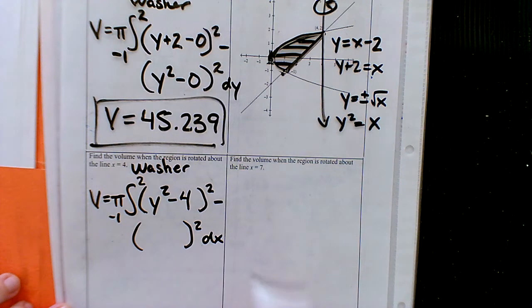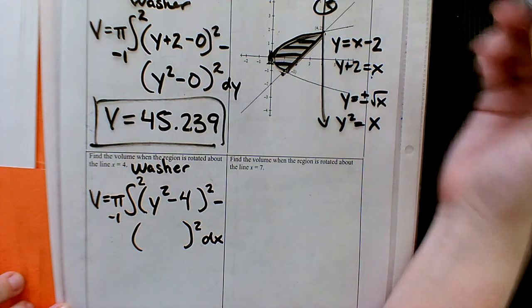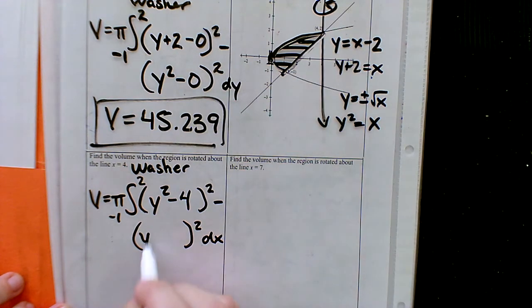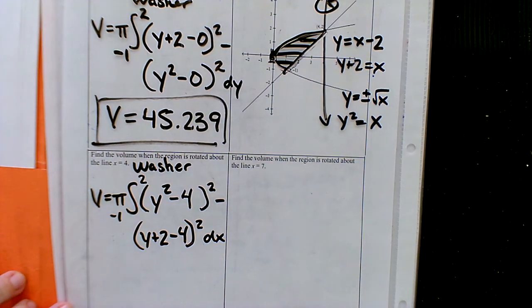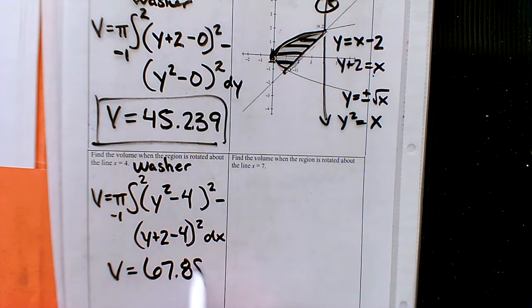Let's do the same thing, but now for the inner function. So in relation to our axis of rotation, the inner or closer function is the line. We said that was y plus 2. And then subtract the axis, which was 4. Go ahead and let the calculator do the work from there. Did you get it, Daniel? 67.858.